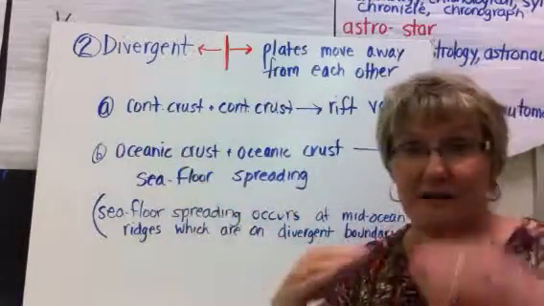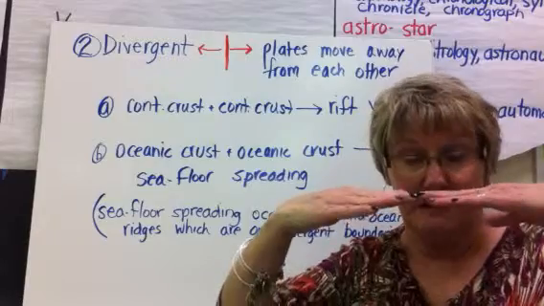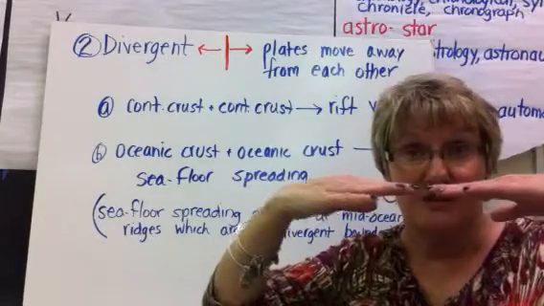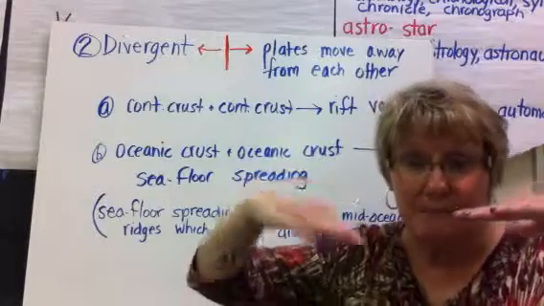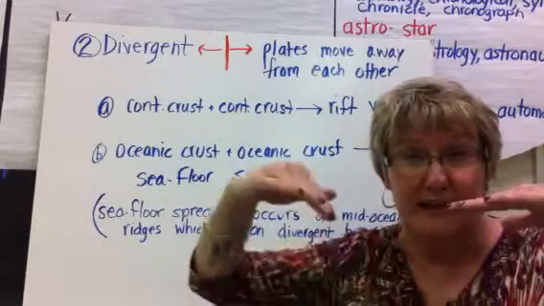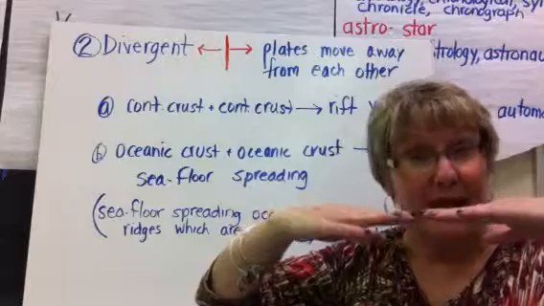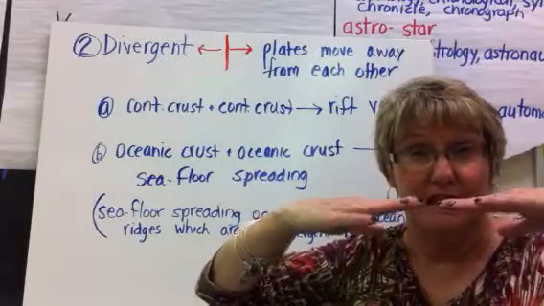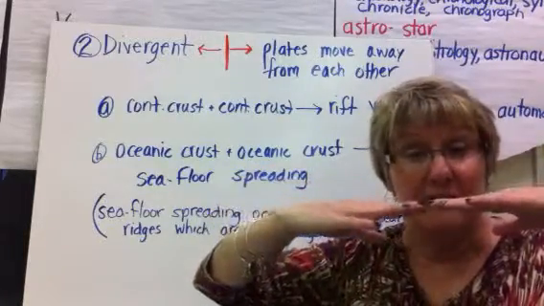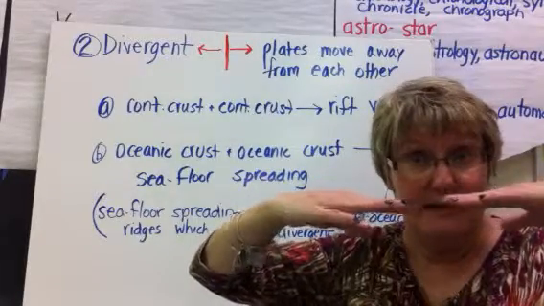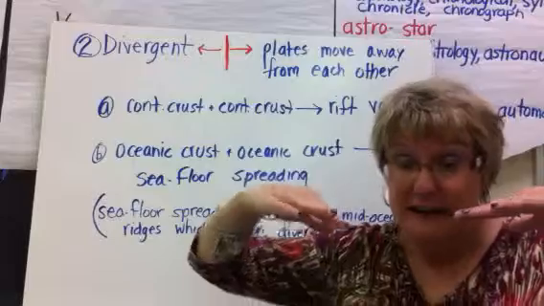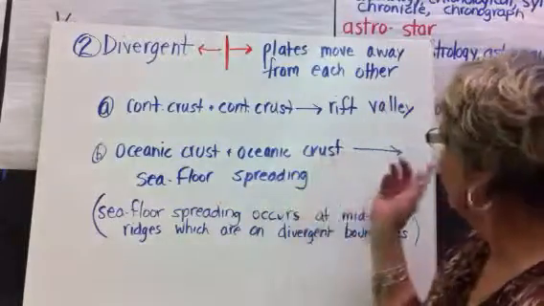We can have continental crust and continental crust plates at a divergent boundary, so they're moving apart. When that happens, we end up with a big valley. We call it a rift valley. And in Africa, there's the Great Rift Valley. It's huge, and it's because continental plates were at a divergent boundary, and they were diverging, creating a rift valley.